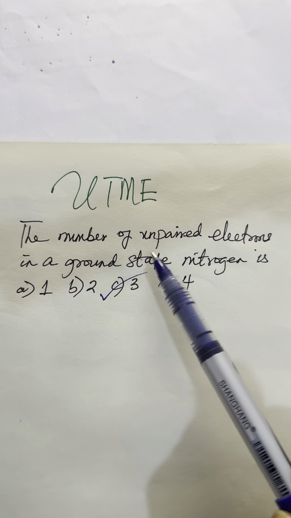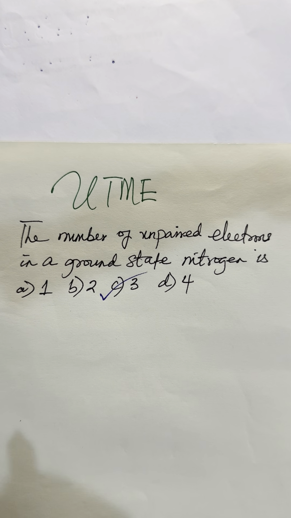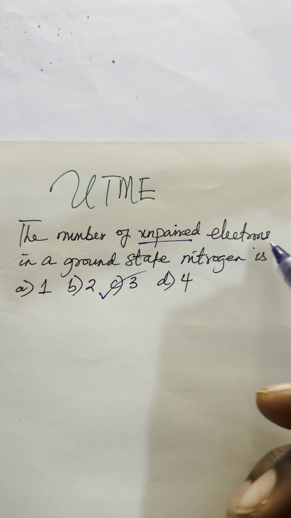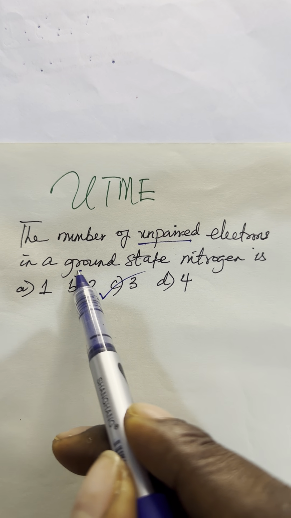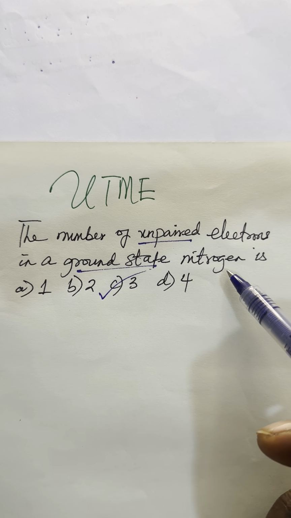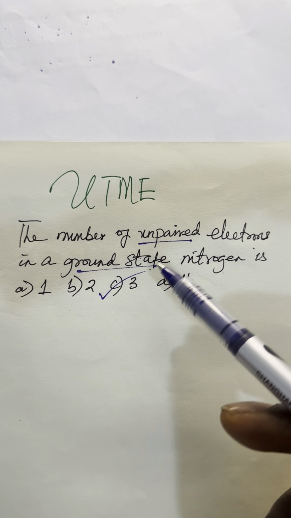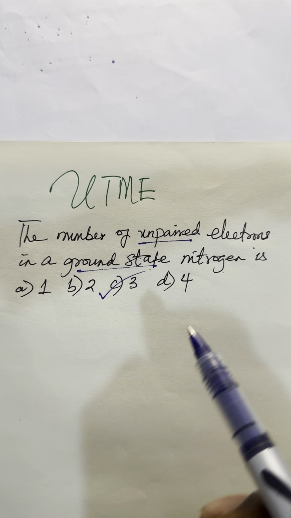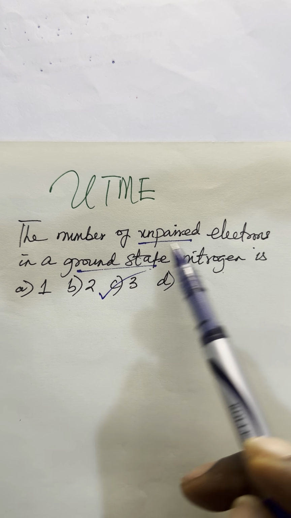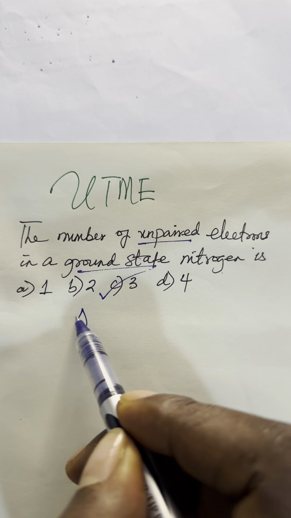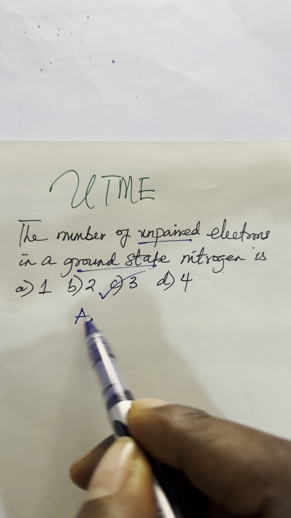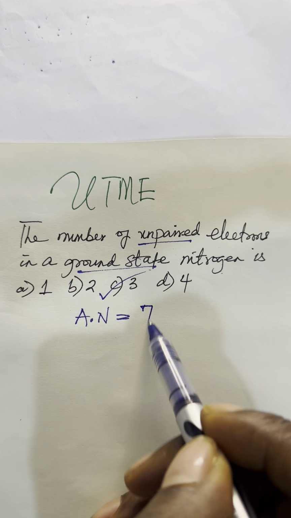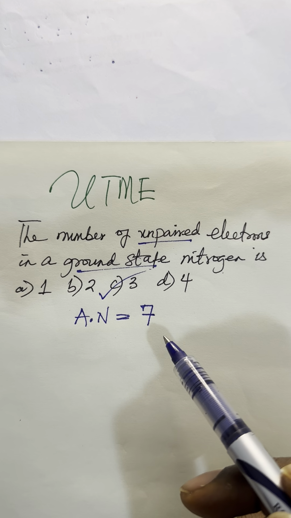Now the question says the number of unpaired, that's the keyword there, unpaired electrons in a ground state. Look at another concern here, a ground state nitrogen. So we're going to be working with these two pieces of information. The first step is to determine the atomic number of nitrogen. If you check your periodic table, the atomic number of nitrogen is 7. And I believe a lot of you will agree to that.